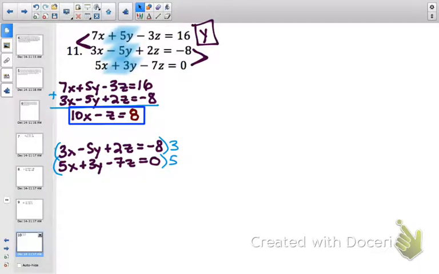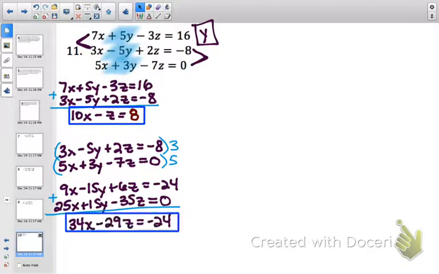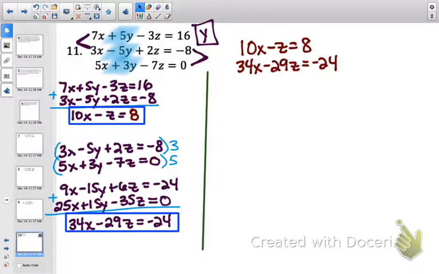I already have opposite signs, so I'll go ahead and distribute the 3 to the first equation, distribute the 5 to the second equation. Now I can go ahead and add them up because I have a negative 15 and a positive 15y. So I put a box around that equation, and I know the numbers aren't very pretty. So what I'm going to do is I think it's going to be easier, and I'm only going to have to change one equation if I eliminate the z's.